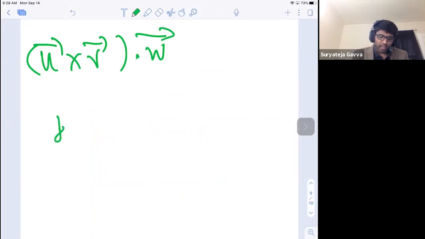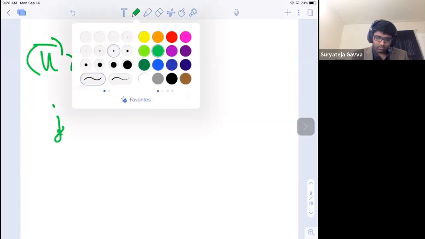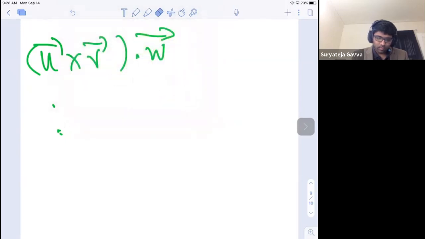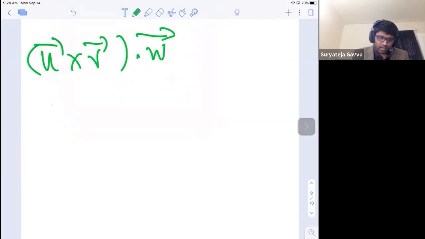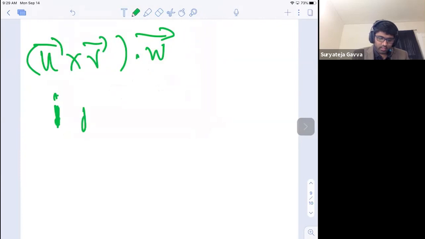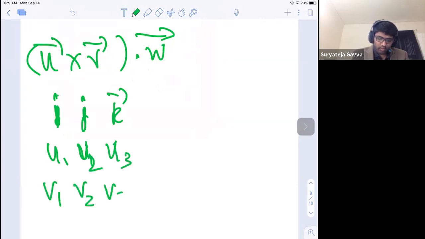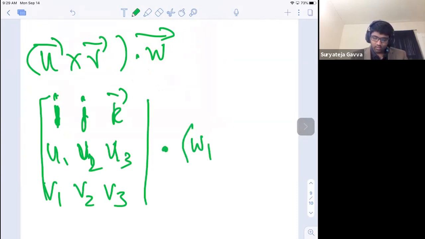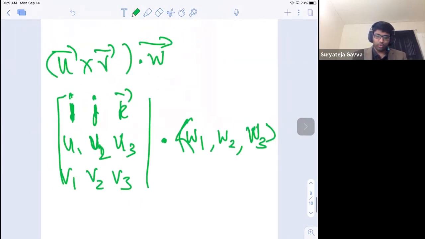So u cross v dot w is what I want. u cross v is nothing but the determinant of i, j, k, u1, u2, u3, v1, v2, v3, dotted with w1, w2, w3. Okay, so that's what we want to do.